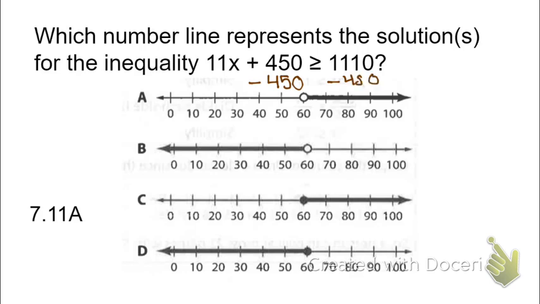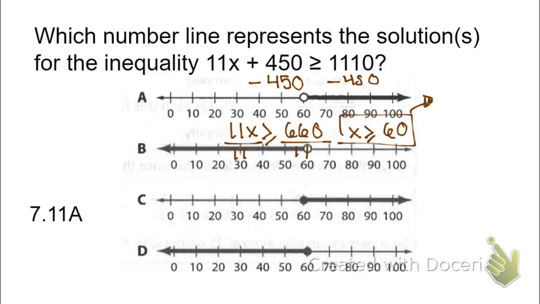So now we know that 11x is greater than or equal to 660, and so now we have to inverse the multiplication by doing division. So we're going to divide both sides by 11, and that gives us x is greater than or equal to 60. Now, greater than or equal to means that that 60 is included in the solution, so we do use a closed circle. And because it's greater than, our number line or our solution should go to the right.